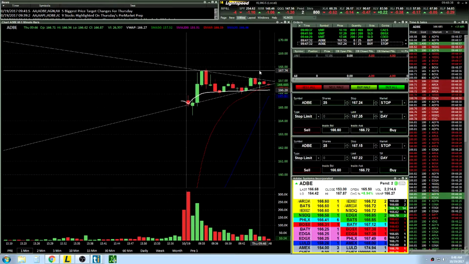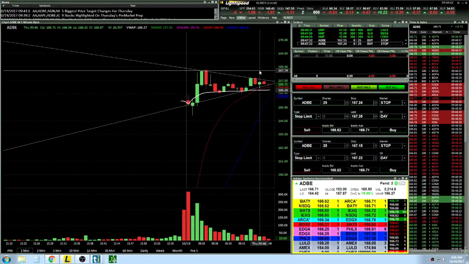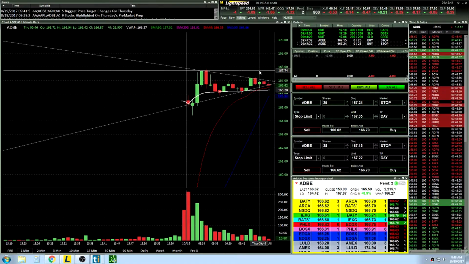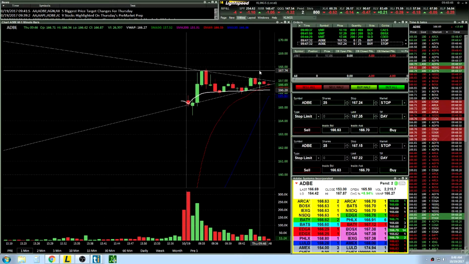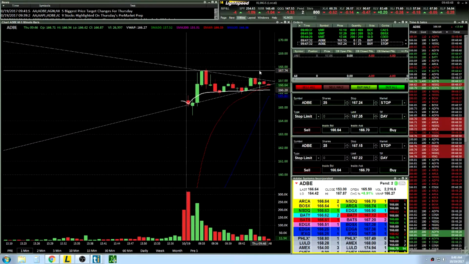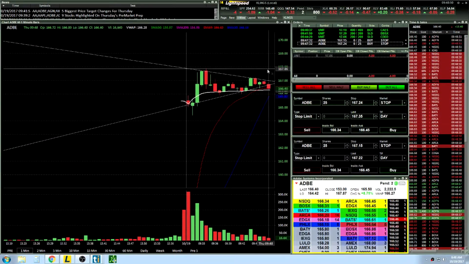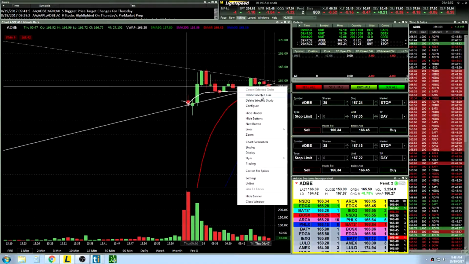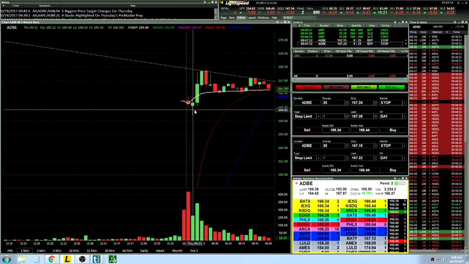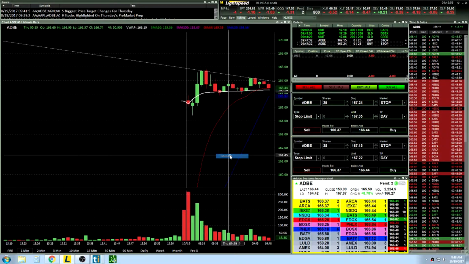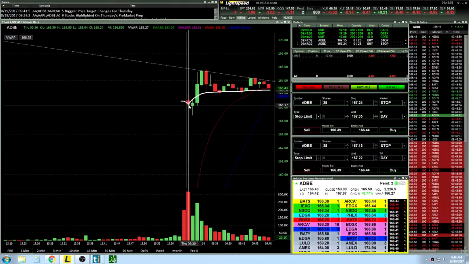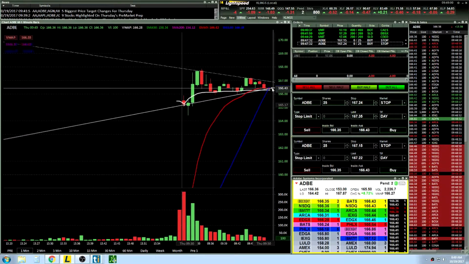It is at its all-time highs, so it doesn't have any resistance overhead. It could set up for a short too. It's got to wait a little bit for the short.